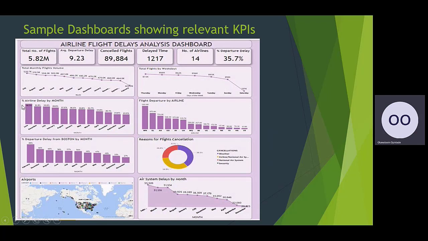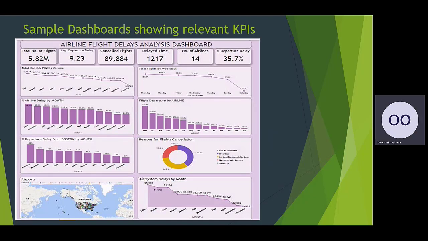So now you're able to look at the percentage of airline delay. We talk about the delay KPI there, month on month. You can see the delays month on month. Which month has the highest delay? Which month has the least delay?